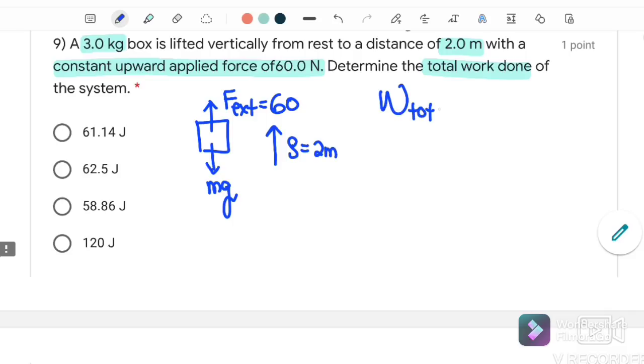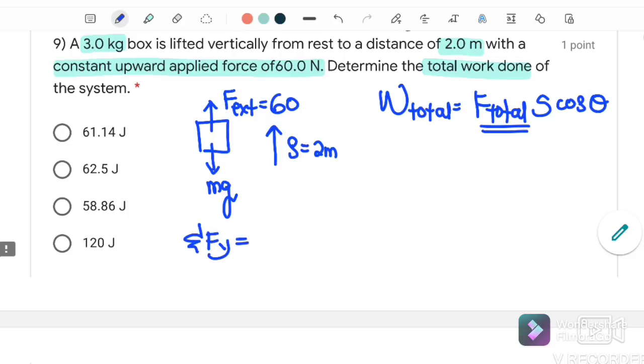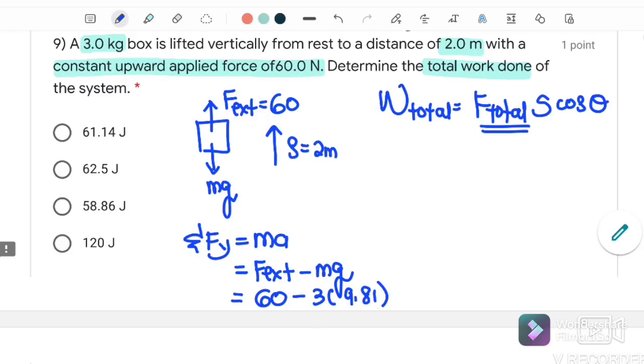So the total work done is equal to F total times displacement times cos theta. We need to find the value for F total, or F net. From this question, F net only involves the y component, so Fy equals to ma. For the y component, F external minus mg is equal to F total, where F external is 60 Newton and the mass is 3 kg, so it's 3 times 9.81. So the F total we can get 30.57 Newton. We substitute into the equation where F total, which means Fy, is 30.57 and the displacement is 2 meters.